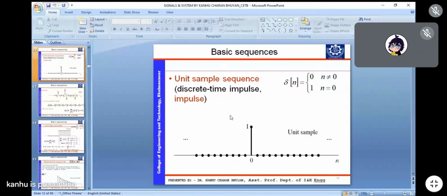Write down the unit impulse. Have you completed the unit sample? Delta n is equal to 1 for n = 0, and 0 for n not equal to 0.